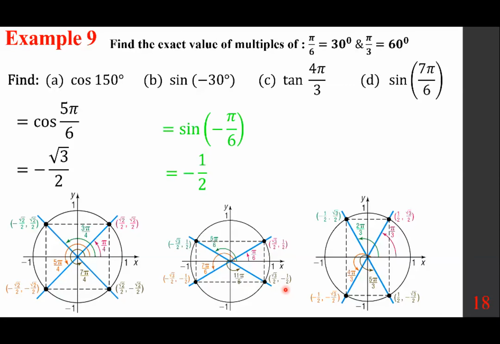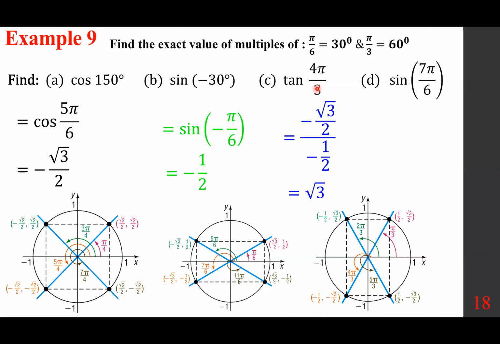Tan of 4 pi over 3, you can just look at sine and cosine and the ratio. Or better yet, I'm going to add something to that. In the third quadrant, class, because it's larger than pi and less than 3 pi over 2, in the third quadrant, tangent and cotangent are positive because in the third quadrant, sine and cosine are both negative. The ratio is positive. So in the third quadrant, tangent and cotangent are both positive.